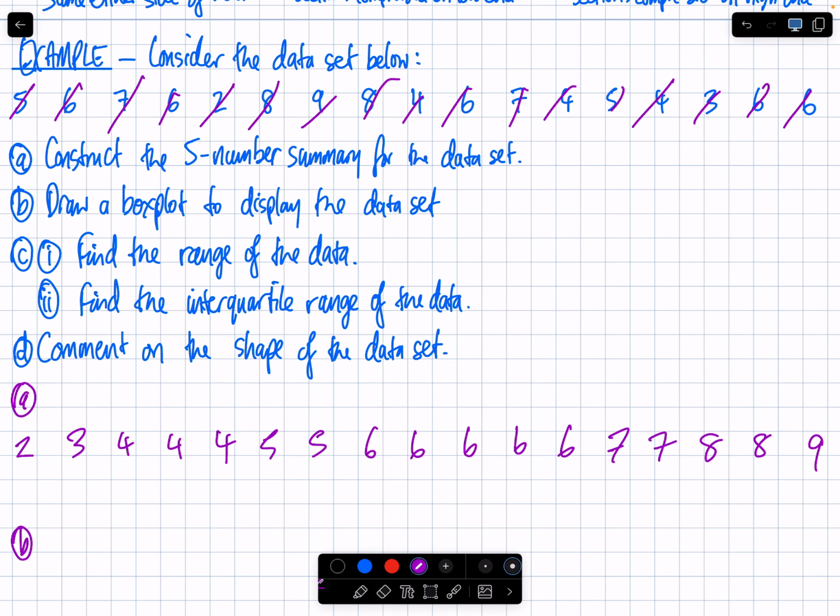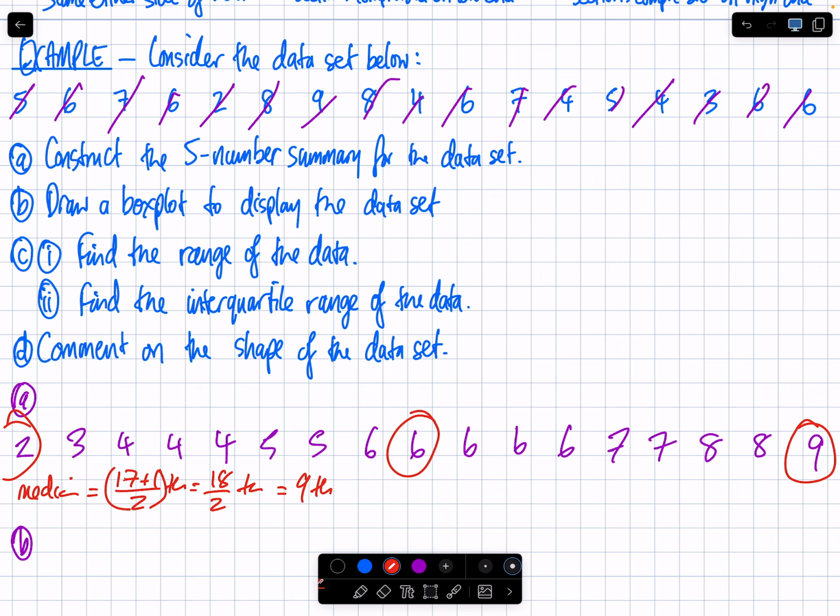Construct a 5-number summary. Do I need a formula to work out the minimum? No, you just look at it. It's 2. Do I need a formula to find the maximum? No, it's 9. Now I need a formula to find the median. How many numbers are there? 1 2 3 4 5 6 7 8 9 10 11 12 13 14 15 16. I believe there's 17. The position of the median is the (17 plus 1) over 2th position. So it's 18 over 2, the 9th position. The 9th position is the median of the whole data set. So 1, 2, 3, 4, 5, 6, 7, 8, 9. It's the middle 6. The second 6 is the median.